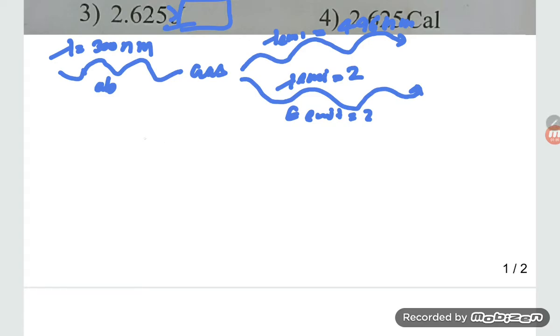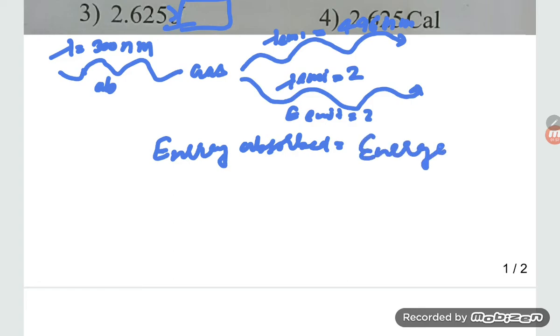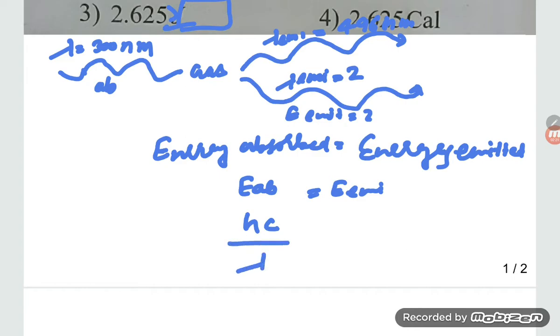You know, student, energy is always constant, by the law of conservation of energy. So energy absorbed is equal to energy emitted. Energy absorbed we can write as E absorb, and E absorb is equal to E emitted. Which formula do we know for energy? According to Planck, E is equal to hc by lambda.